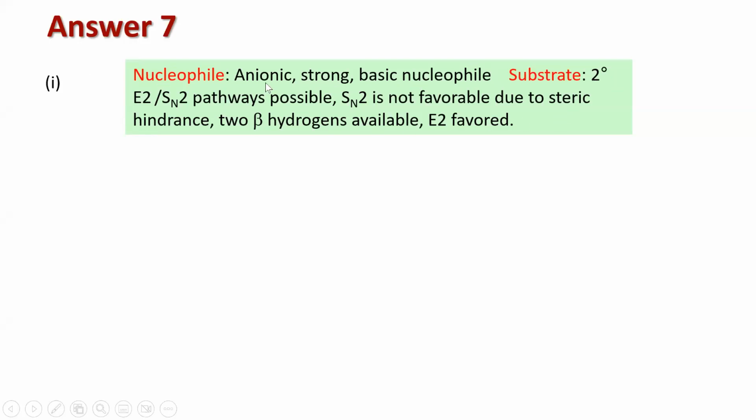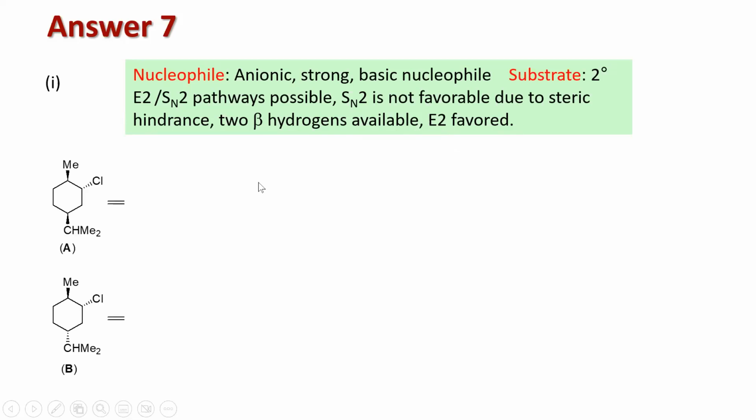The nucleophile is an anionic, strong base, and the substrate is a tertiary one, this substituted cyclohexane. So both E2 and SN2 pathways are possible. SN2 is not favorable due to steric hindrance, because there are 2 beta hydrogens available, right? So E2 is favored, right?